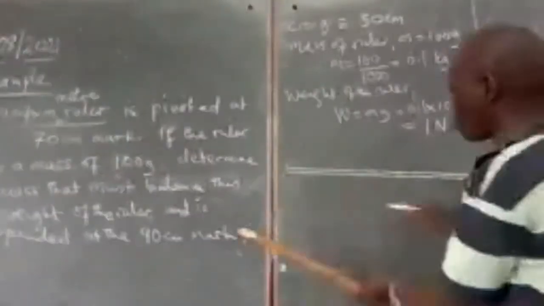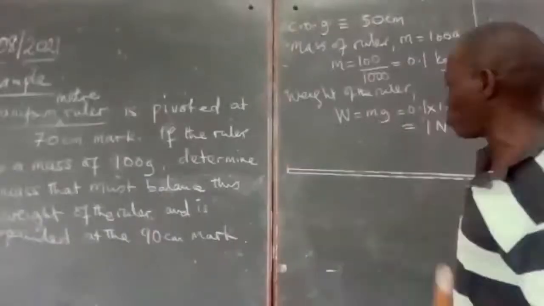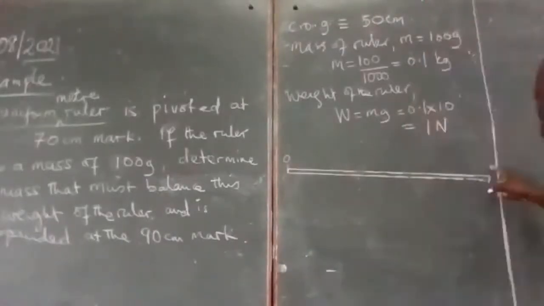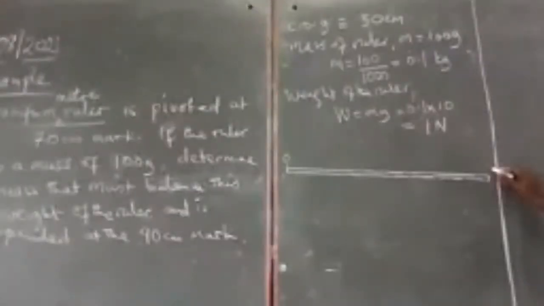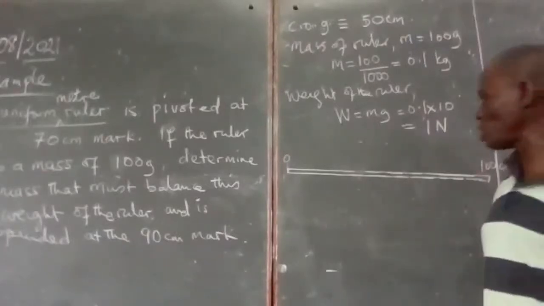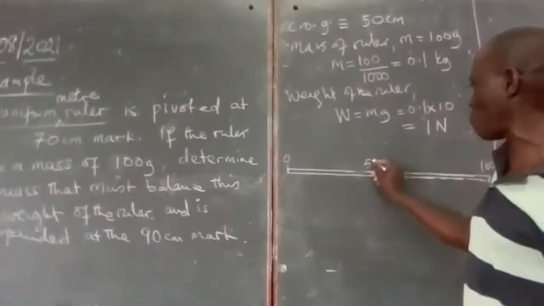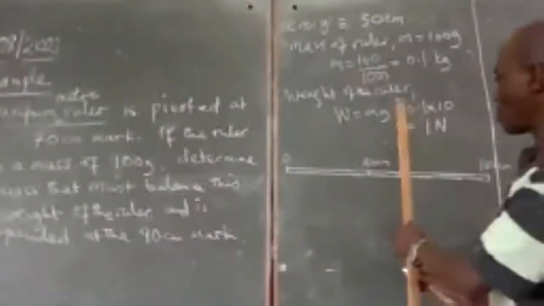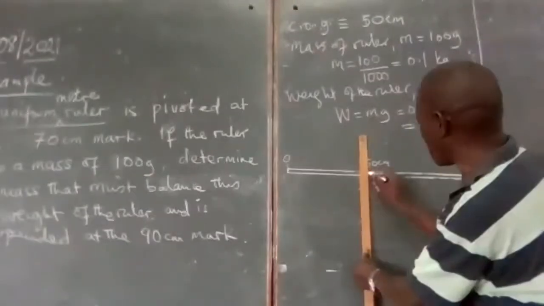So on my diagram, I'm going to mark, this is a 0 mark, that is 0. What is this mark here? 100 centimeters. Now I need a point at the 50 centimeter mark. What is at the 50 centimeter mark? The center of gravity. At the center of gravity, I have a force there.